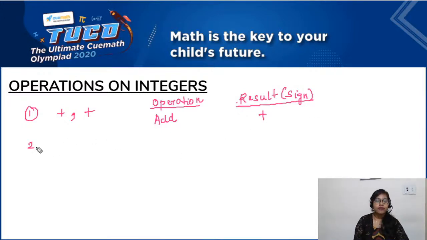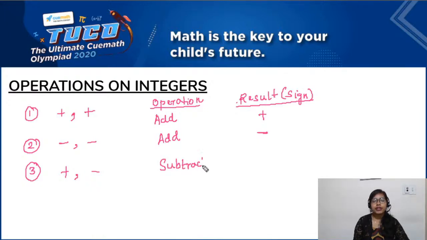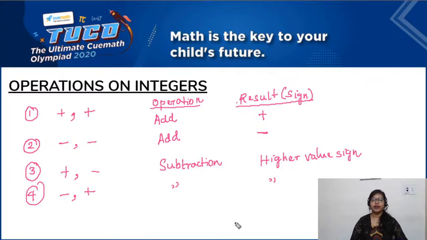Going ahead with the next one. If you have a negative and a negative, again the operation that would be performed on the numbers would be addition. And the final result will always have a negative sign. Third, if you have a positive and a negative number, then it is always a subtraction, and the sign of the result would depend on the higher value sign. And the fourth one, whenever you have a negative and a positive, it is again subtraction and it again depends upon the higher value sign.